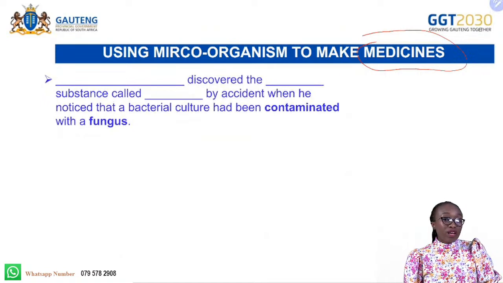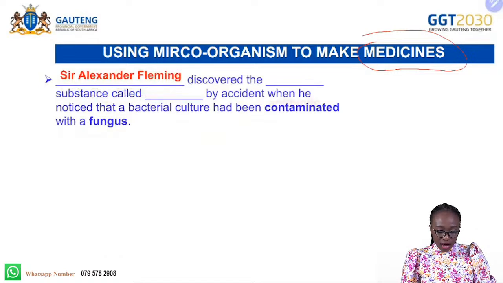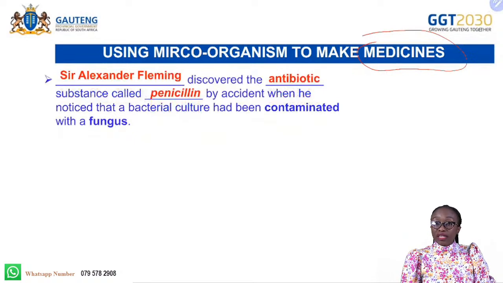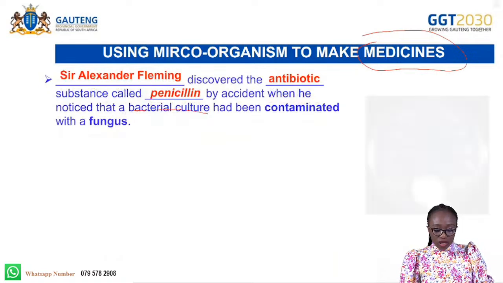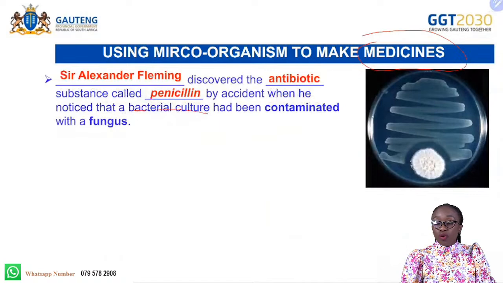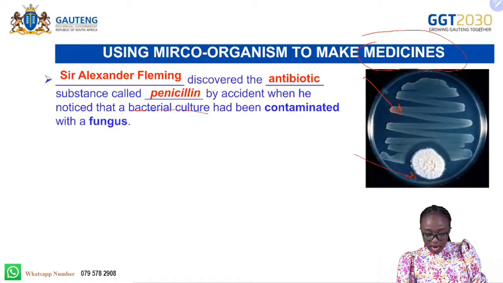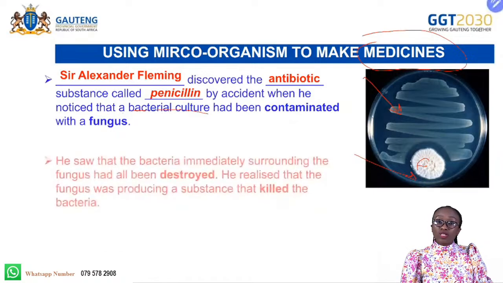Now, if you remember from last week's lesson, let's take a trip down memory lane. Sir Alexander Fleming, who was one of the scientists we learned about last week, discovered the antibiotic substance called penicillin. How did he discover it? He discovered it by accident when he noticed that a bacterial culture had been contaminated with a fungus. So he had a bacterial culture in his petri dish that he was growing. This was the bacterial culture, the one with the zigzag lines, and this is the fungus. He discovered that the fungus, let's call it fungus F, had contaminated his culture in his petri dish. Then he further noticed something else.